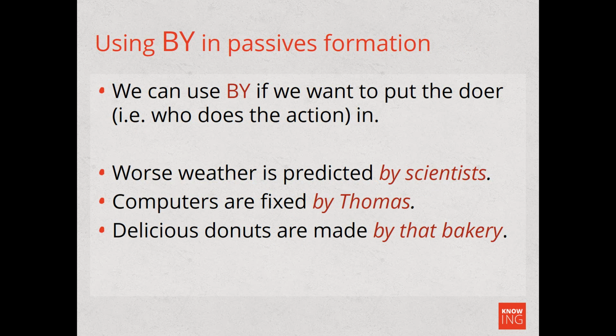We use by when we want to know who is doing the action. Worse weather is predicted by who? By scientists. Computers are fixed. We want to know by who, so we use the preposition by: by Thomas. Delicious donuts are made. Who are they made by? By that bakery over there.